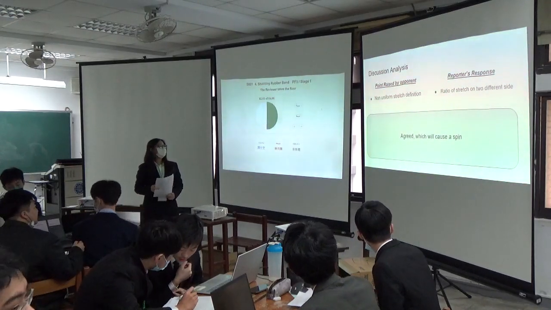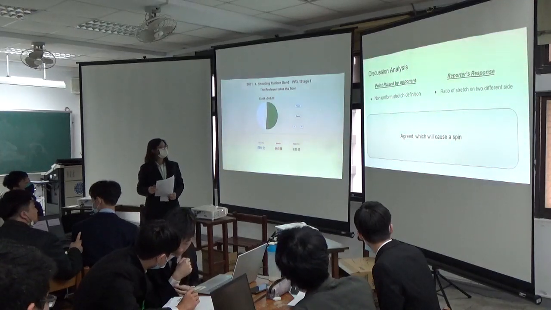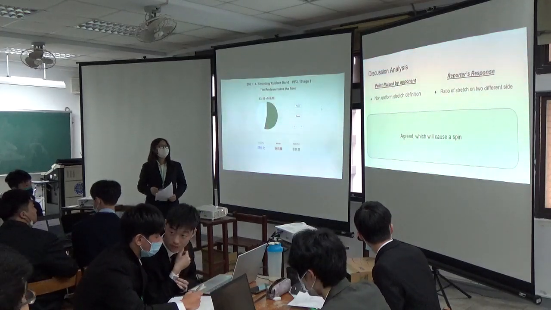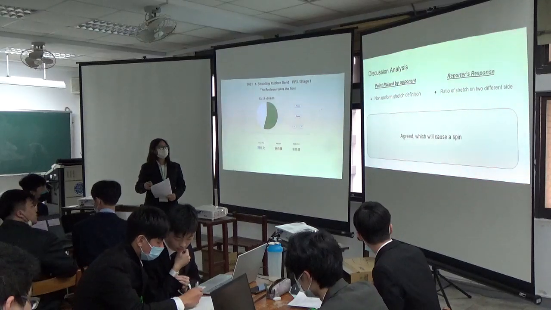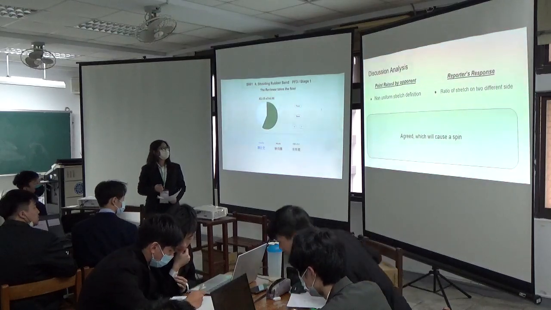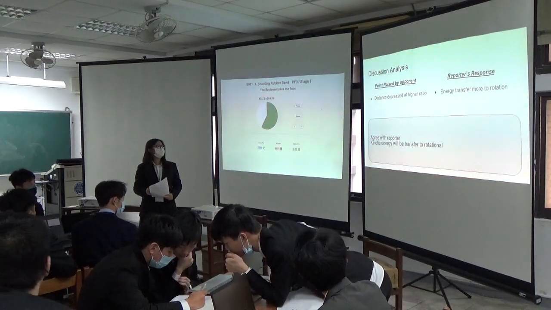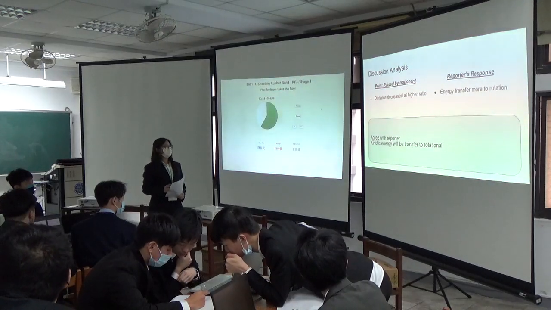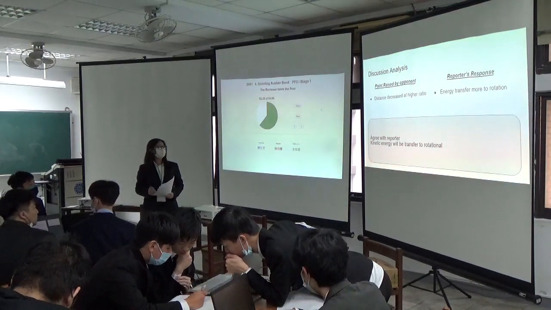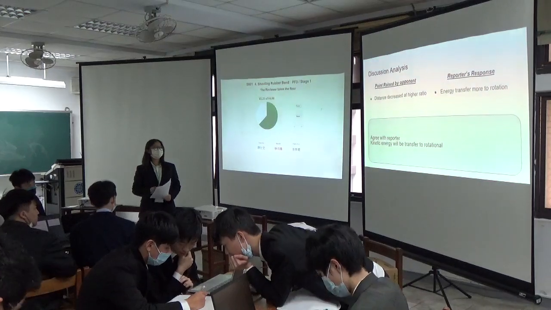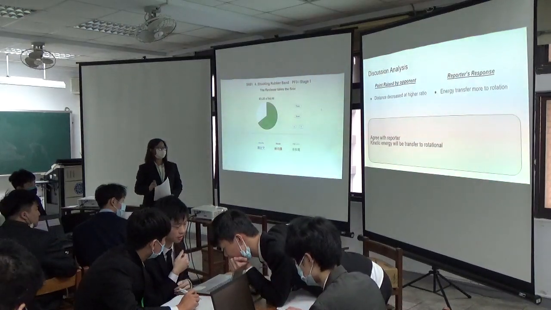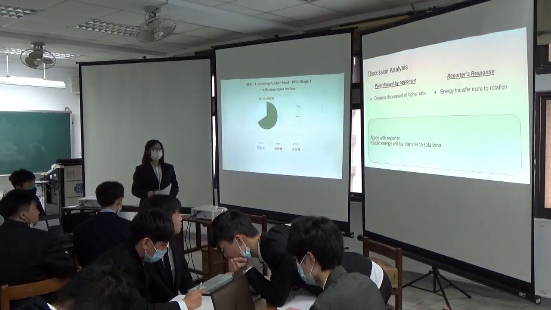First, the opponent says that the reporter did not clearly define what is non-uniform. For the reporter's response, they say that the ratio of strength on two different sides is their definition. Then second, the opponent says that the distance decreased at a higher ratio. The reporter thinks this happened because more energy transferred to rotation. At this part, we agreed with the reporter because kinetic energy might transfer to rotational energy more.